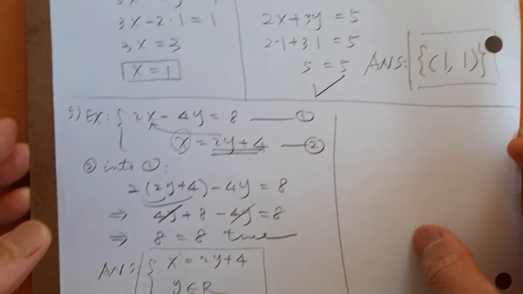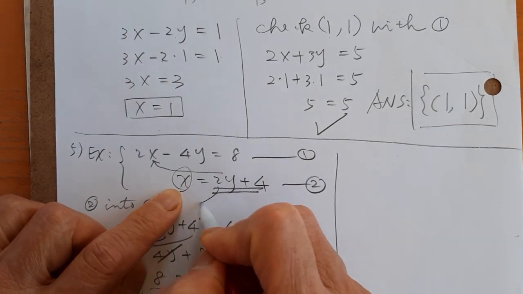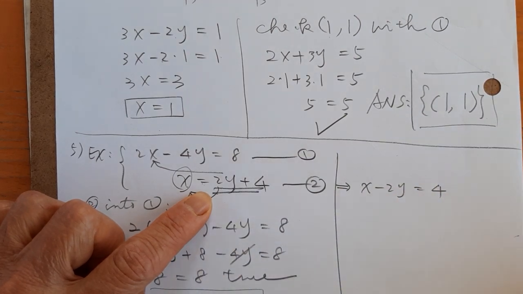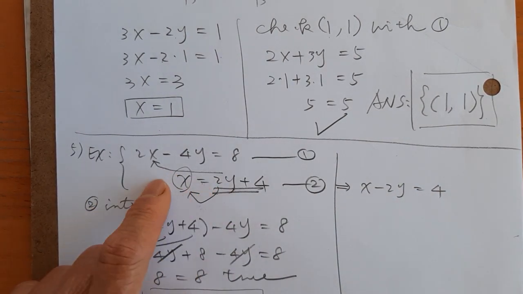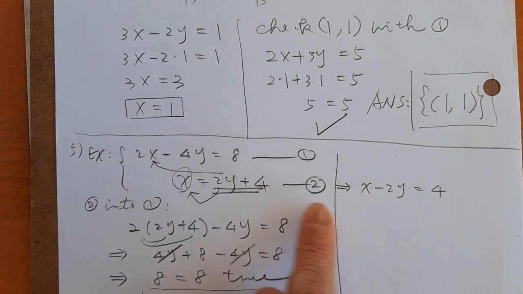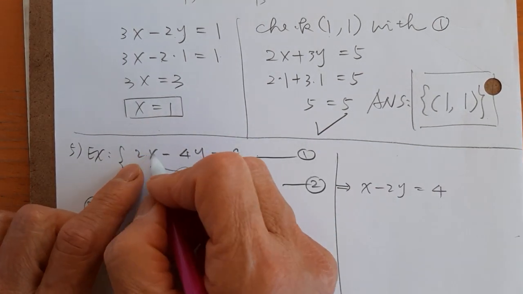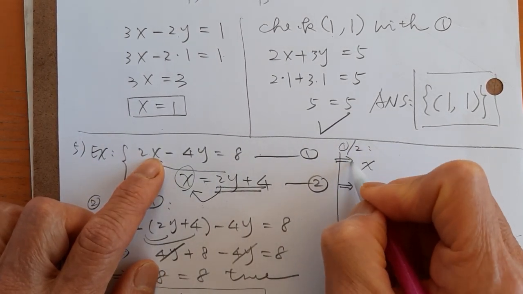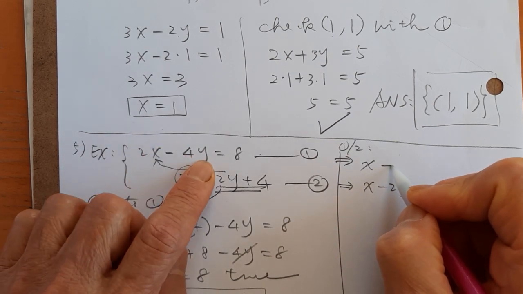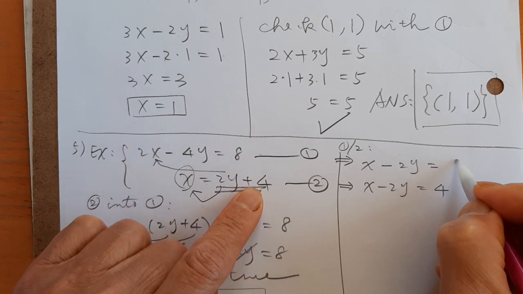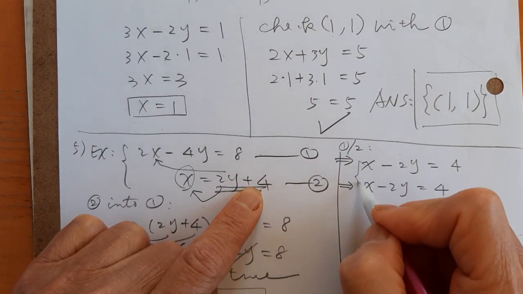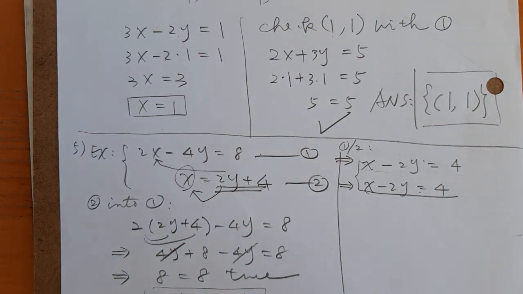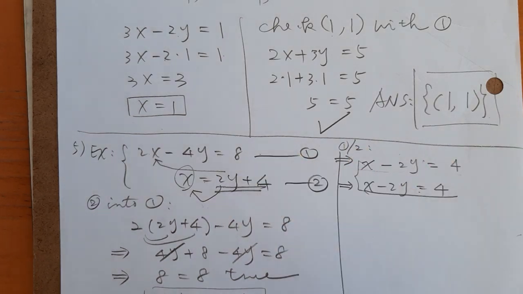The two lines, let's check this equation. If you move 2y over, you will get x minus 2y equals 4. Minus 2y on both sides, you get this equation. Then from the first equation, you divide by 2. 2x divided by 2 is x. Minus 4y divided by 2 is 2y. 8 divided by 2 is 4. From the first equation, you get this. From the second equation, you get this. They are the same equation.